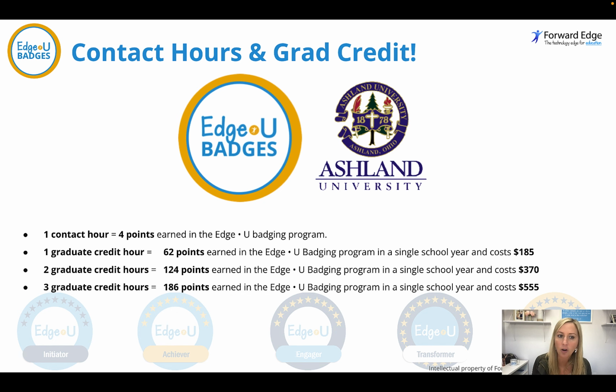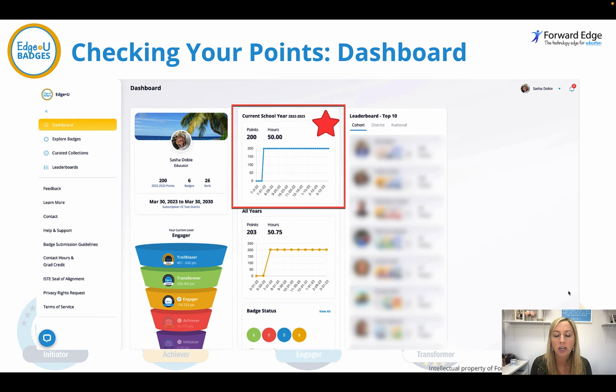So just a quick high level overview. For every 4 points you've earned, that gets you 1 hour if you want to go the hours route. If you would like to redeem and get graduate credit instead, please be advised that it is an additional cost, which you can see on the screen here. It's $185 per credit hour for up to 3. And so that would be an additional cost that you would pay to Ashland University. We don't add any extra fees to that. So you do need 62 points to get a graduate credit, 62 points per grad credit, up to 3 graduate credits.